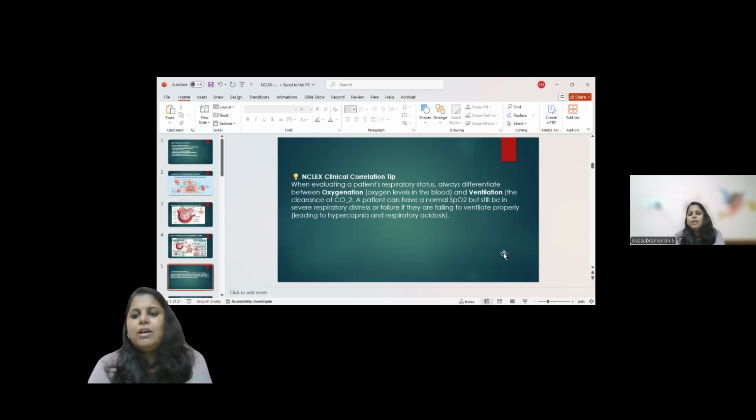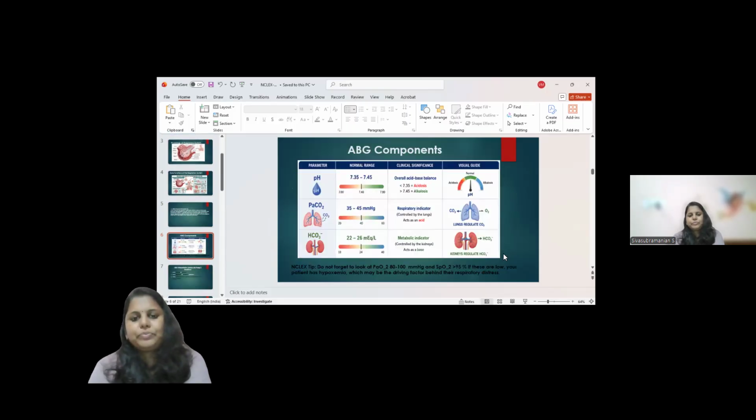So always remember, oxygenation and ventilation are not the same when you get questions related to a normal SpO2 but the patient's partial pressure of carbon dioxide is elevated, which means the patient is retaining carbon dioxide.